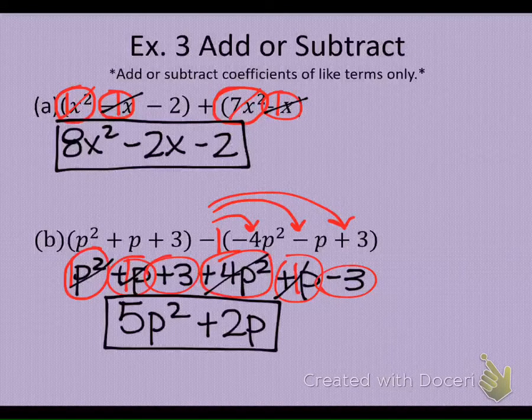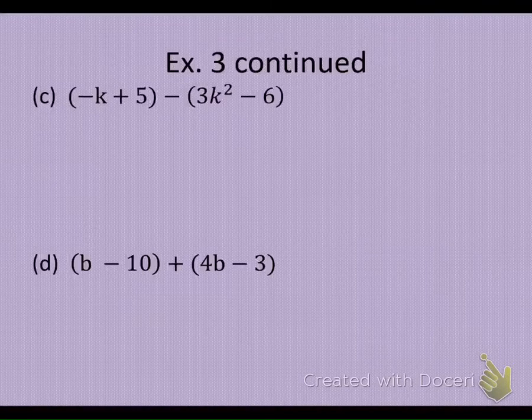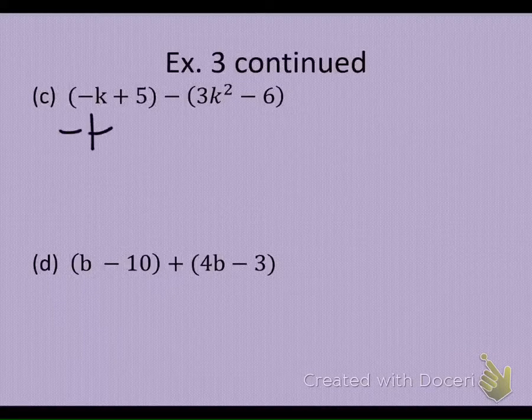All right, let's look at letter C. What kind of a problem are we looking at? Subtraction. So once again, I want you to highlight that minus sign. You've got to get in the habit of identifying the type of problem before you just go straight into combining your like terms. So, do I do anything to change the first set of parentheses? No, I bring it down. I bring down negative k plus 5. What's going to happen to 3k squared?